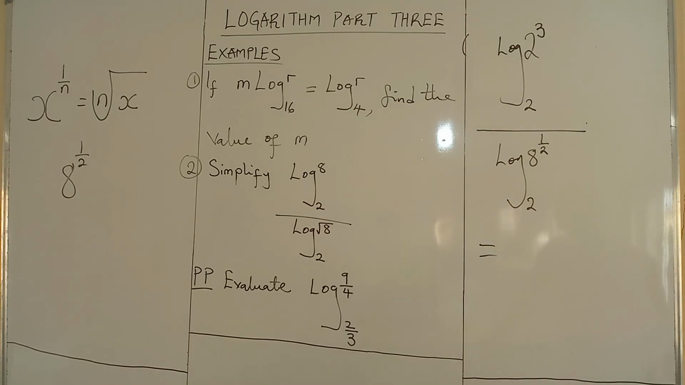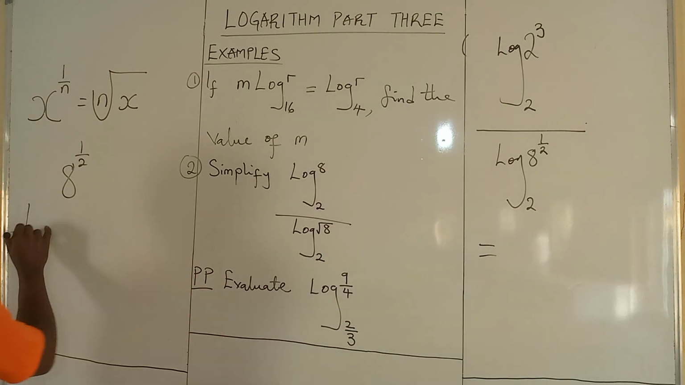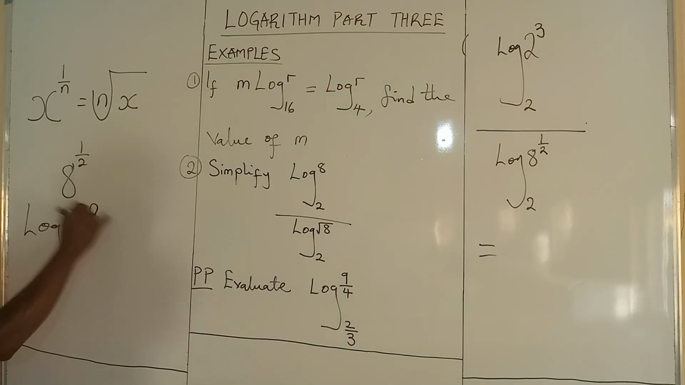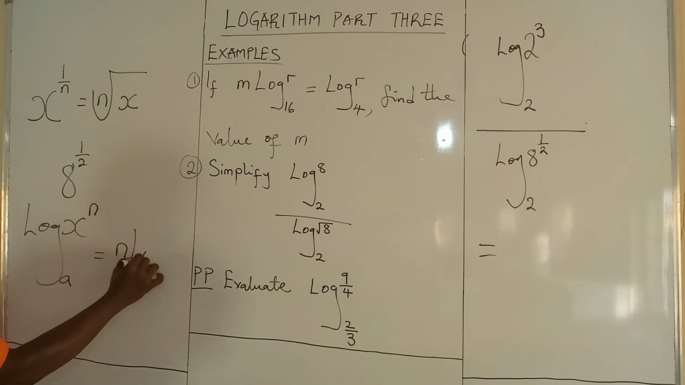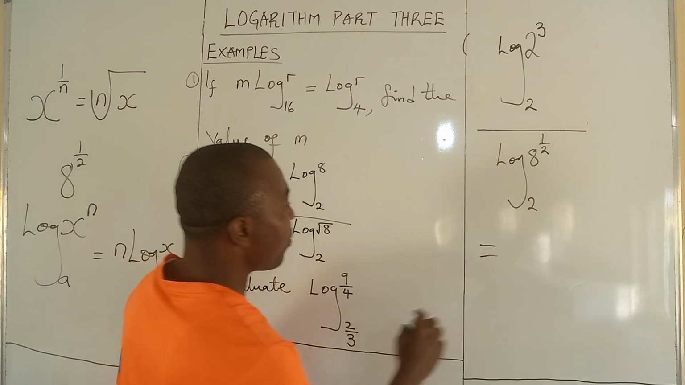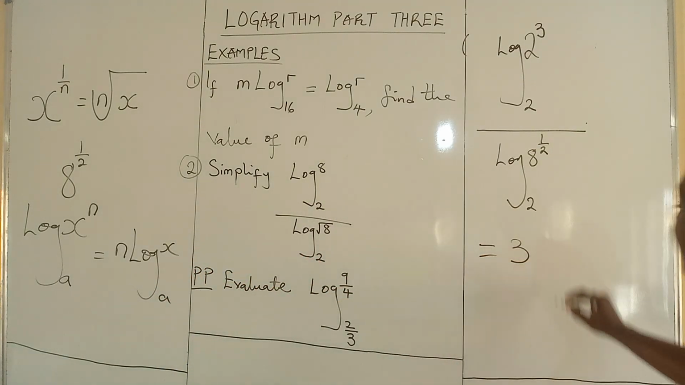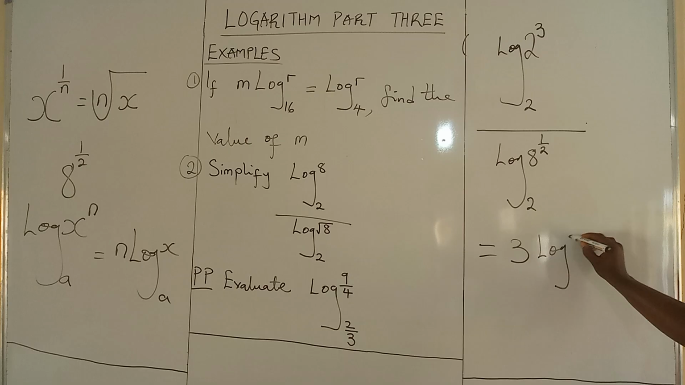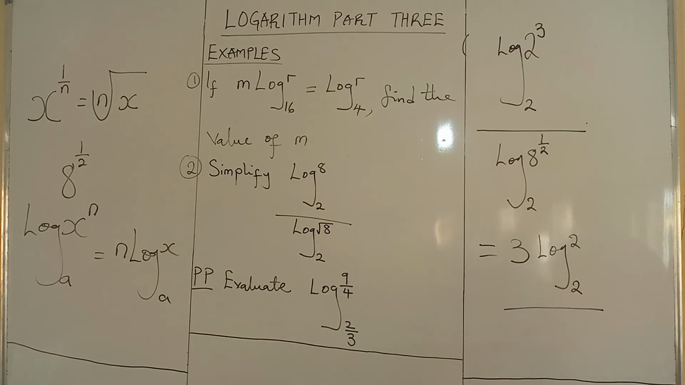Now, from the laws of logarithm, power law says that if you have log x raised to power n base a, the answer is n log x base a. So I'm going to apply that law in that numerator. If I apply that power law, that numerator will give me 3 log 2 base 2 all over.